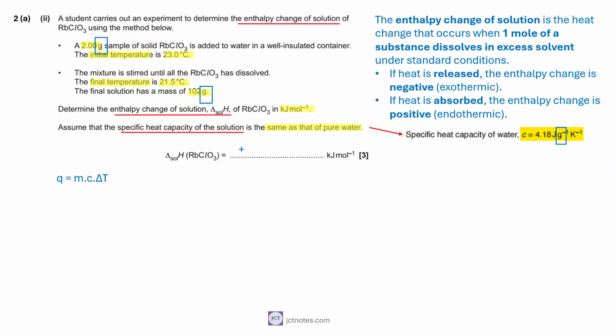The temperature change is measured in degrees Celsius, while specific heat capacity is expressed using Kelvin. However, because we are calculating a change in temperature, a change of 1 degree Celsius is the same as a change of 1 Kelvin, so the units are consistent.